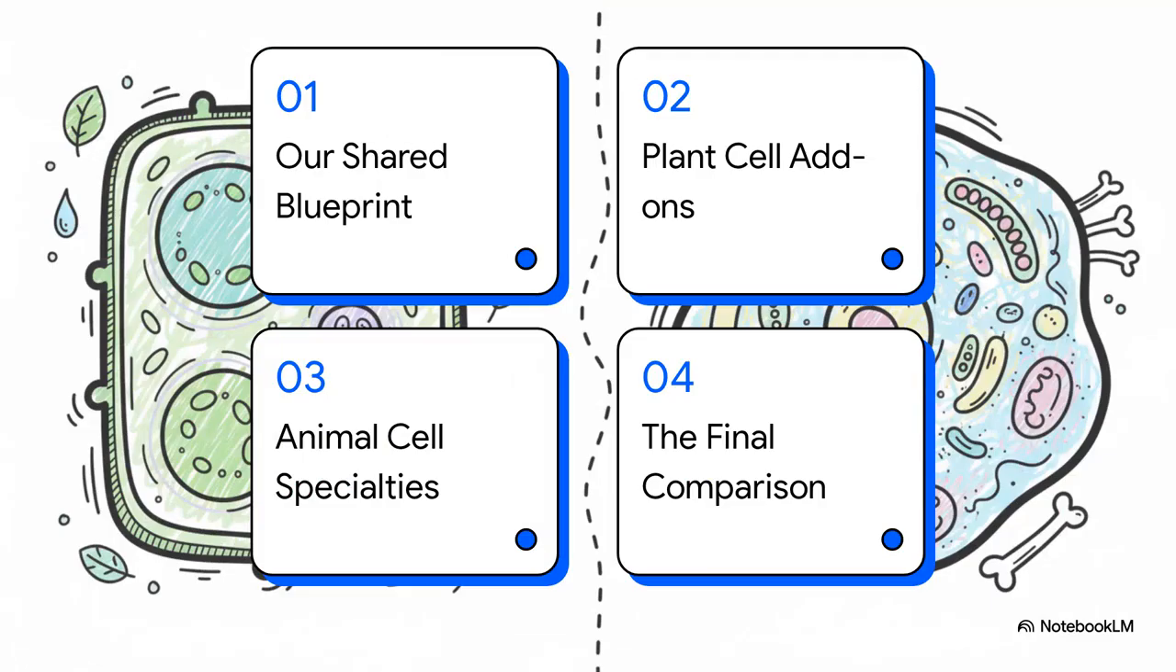So here's our game plan. First, we'll look at that shared blueprint that connects both cell types. Then we'll check out the unique add-ons that make a plant cell, well, a plant cell. After that, we'll flip over to see the special tools that animal cells have in their corner. And finally, we'll put them side by side to see how they really stack up.